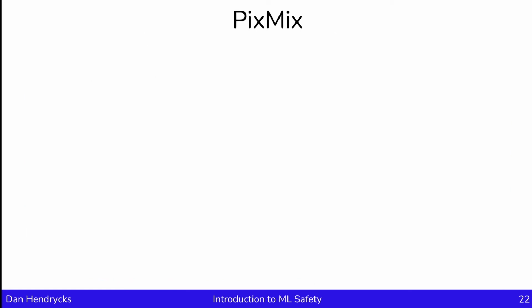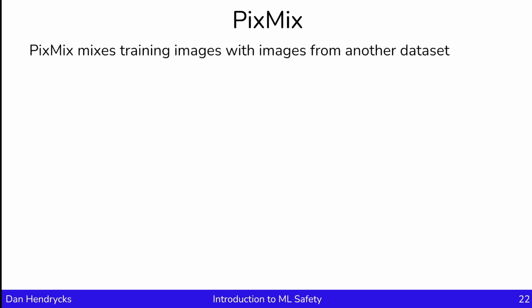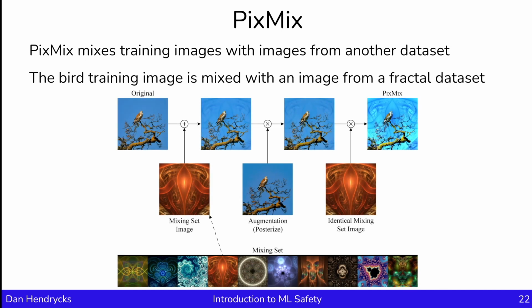The final data augmentation method we'll consider in this lecture is PixMix. PixMix mixes training images with images from another dataset. So for example, we may have a mixing set which has lots of fractals. A typical bird training image, for instance, is mixed with an image from the fractal dataset. Or it's potentially mixed in with an augmented version of the image.